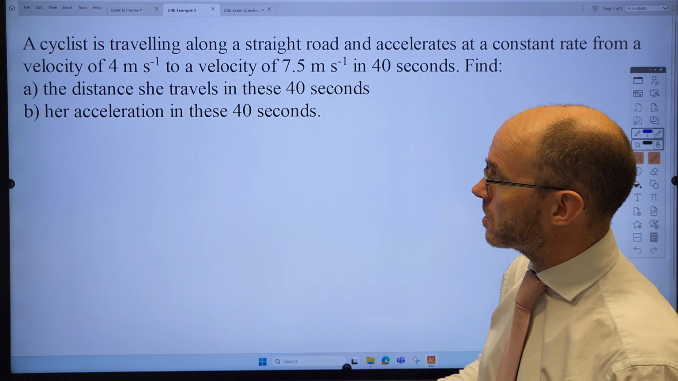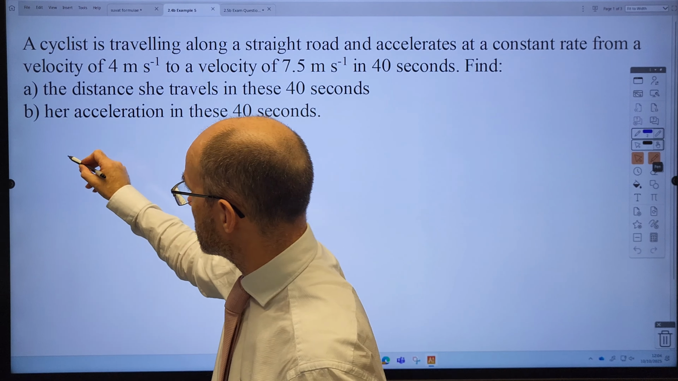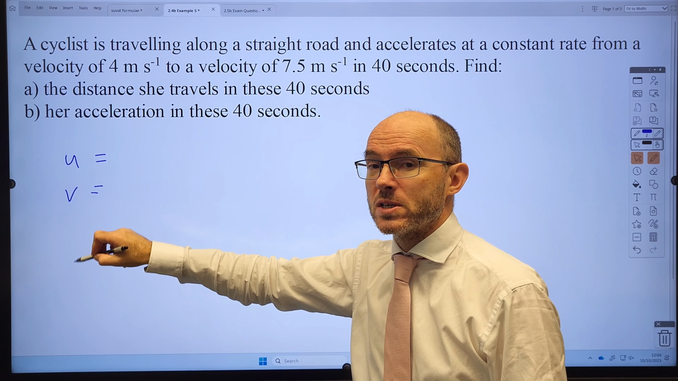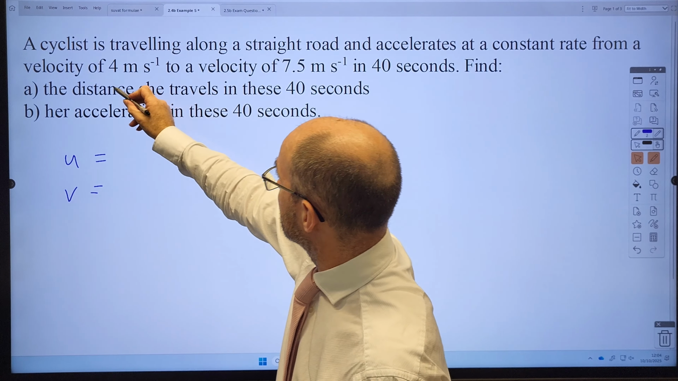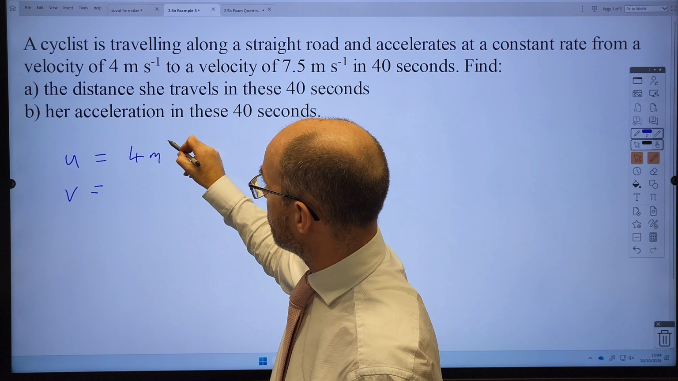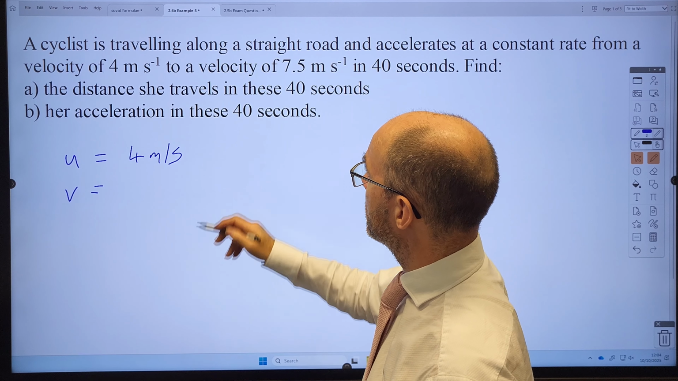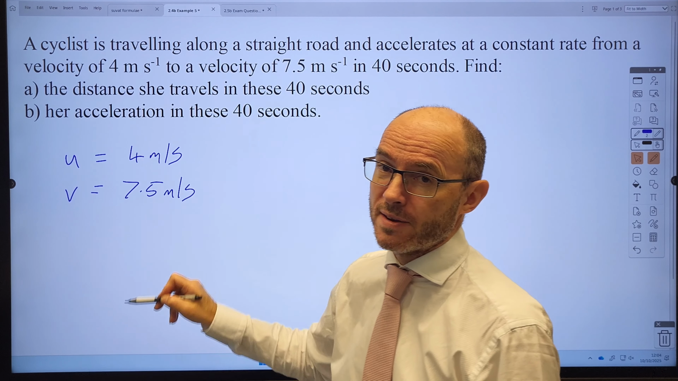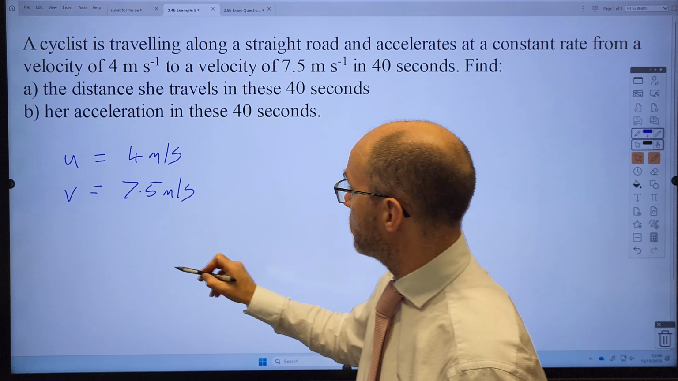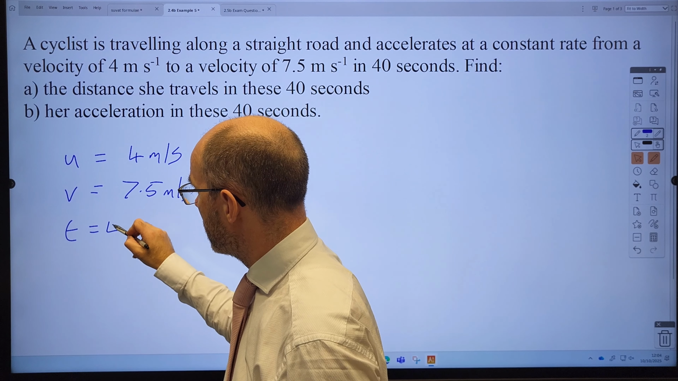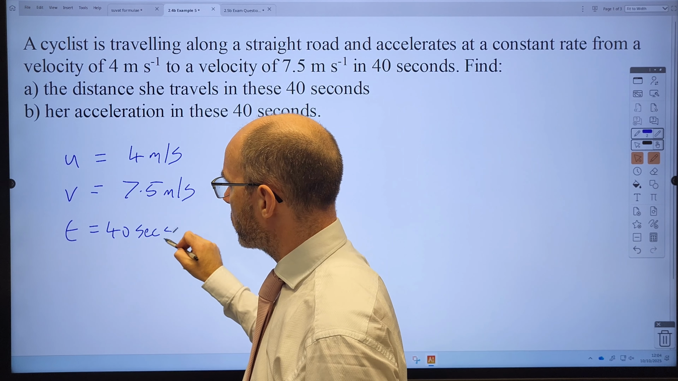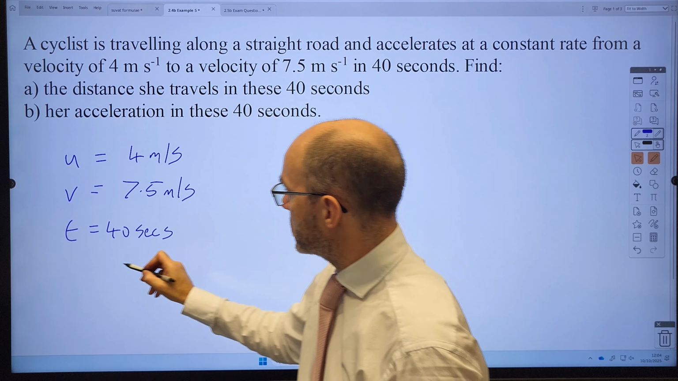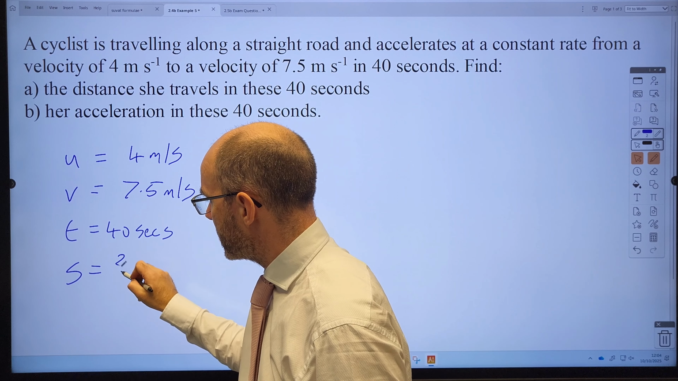Now what I'm going to do is write out that bit of information. So we use letters U and V to represent the initial and final velocity respectively. Because they start with a velocity of 4, that's the initial velocity, U, and because they end up at 7.5, that's the final velocity, V. And they do that in 40 seconds, so T equals 40 seconds. So I've got U, I've got V, and I've got T. I need to work out the distance, which is the letter S. We use S to represent displacement.